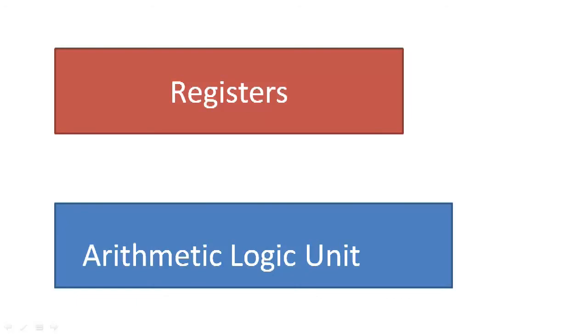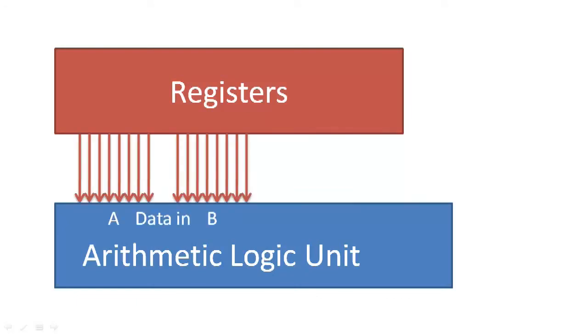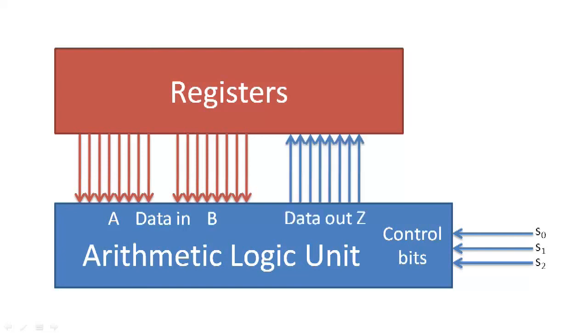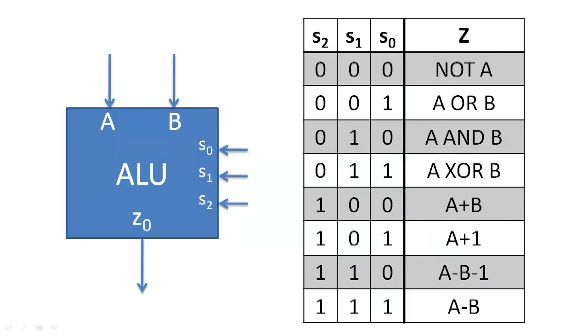The ALU operates by receiving information from the registers, and the control bits indicate what operation to perform on this information. The result of the selected operation is sent back to the registers. Suppose now that we want to implement an ALU that receives 3 control bits and executes 8 operations.